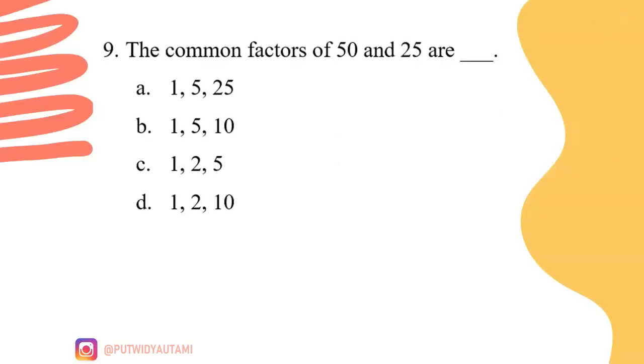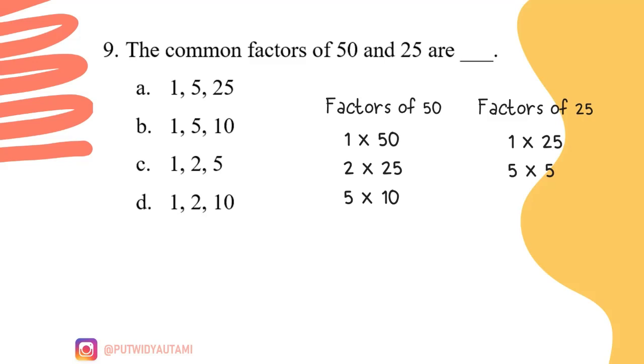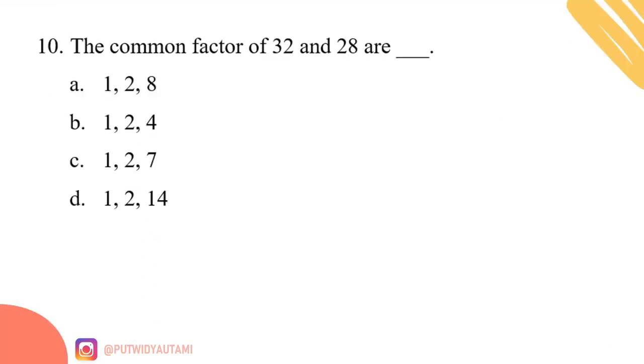Number 9. The common factors of 50 and 25 are... list the factors of 50. We get this. And factors of 25, we get this. Then find the common factors of them. Yeah, it's 1, 5, and 25. So the answer is A. Alpha.